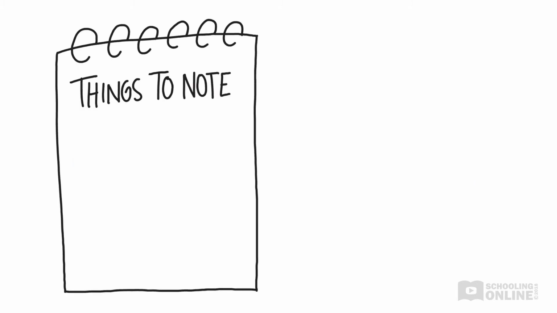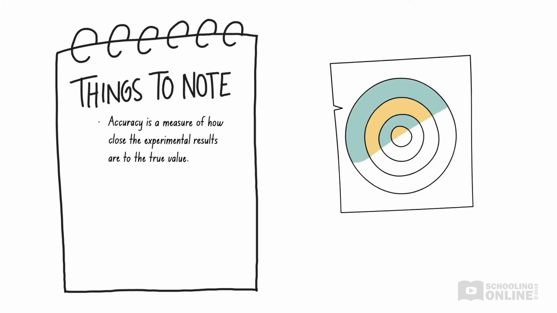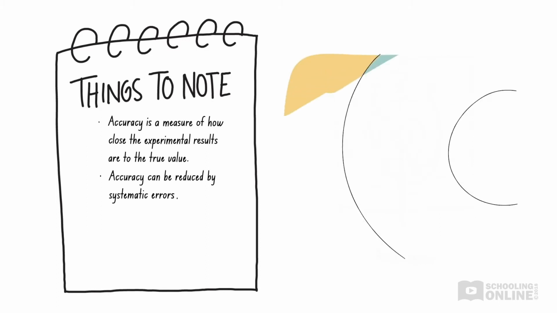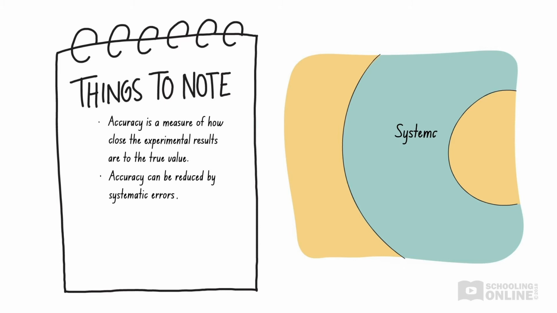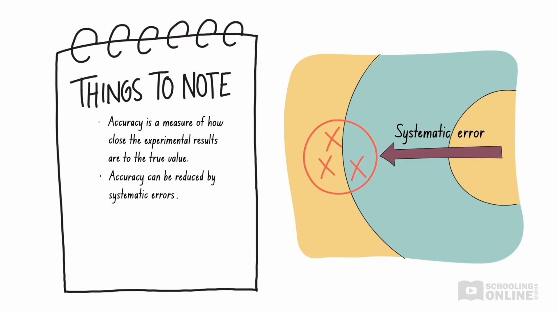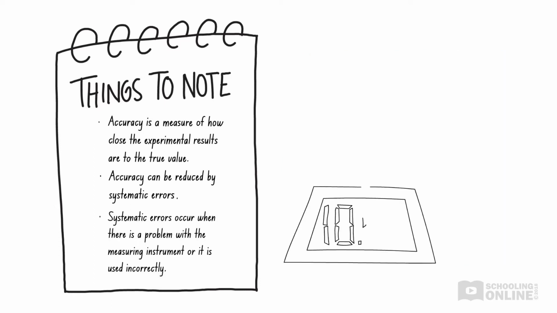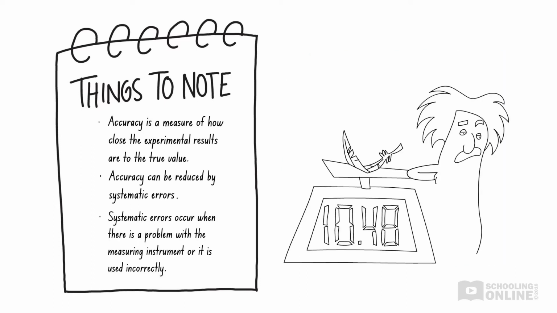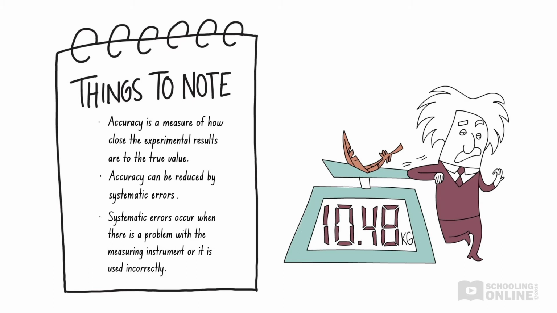Let's quickly revise what we've learned so far. Accuracy is a measure of how close the experimental results are to the true value. Accuracy can be reduced by systematic errors, where there is a repeated error in the same direction. Systematic errors occur when there is a problem with the measuring instrument, or if we are using the instrument incorrectly.